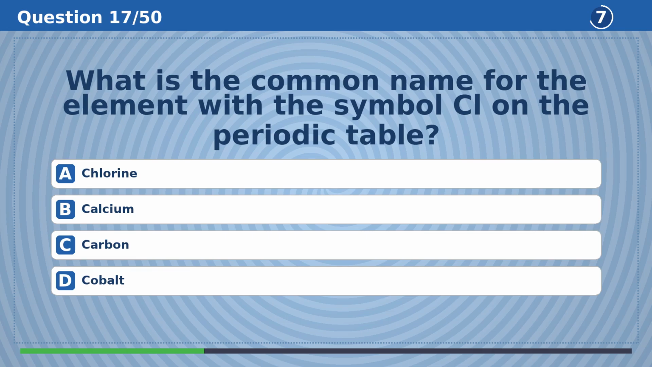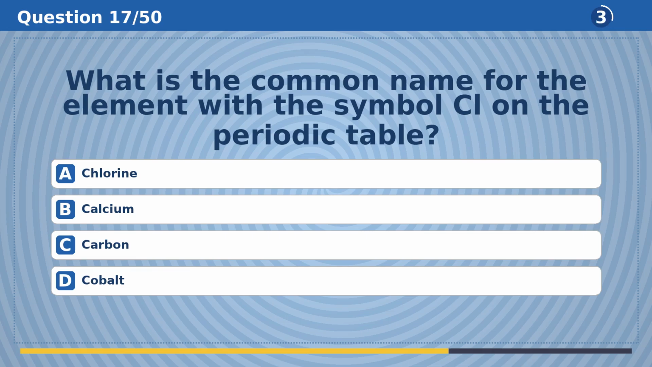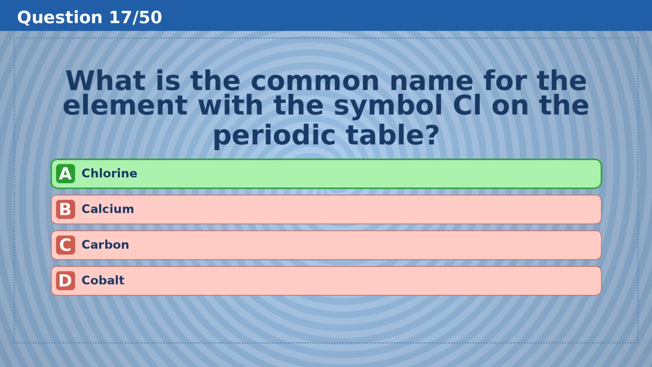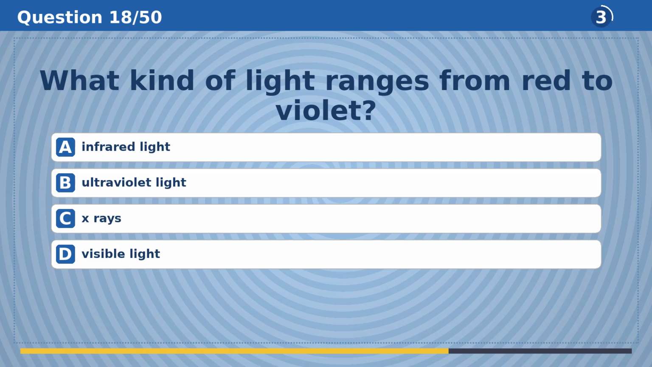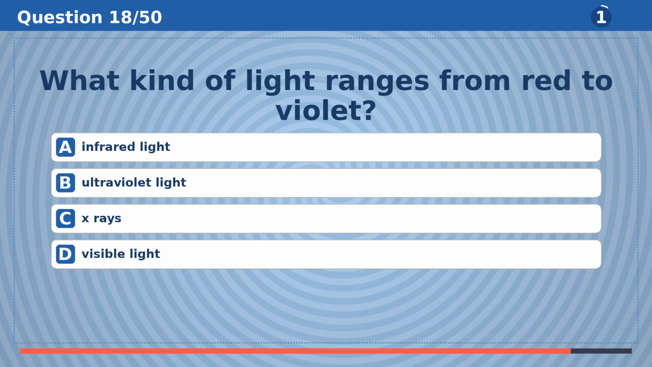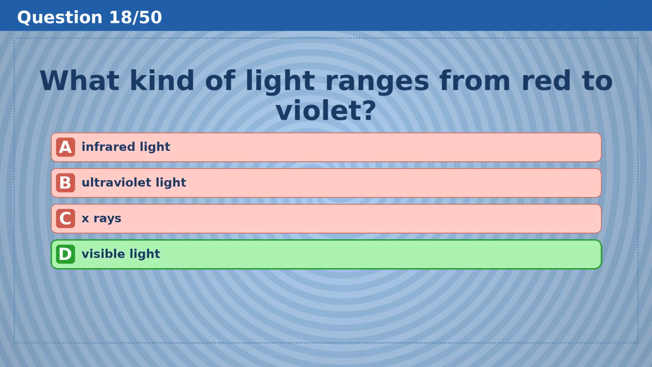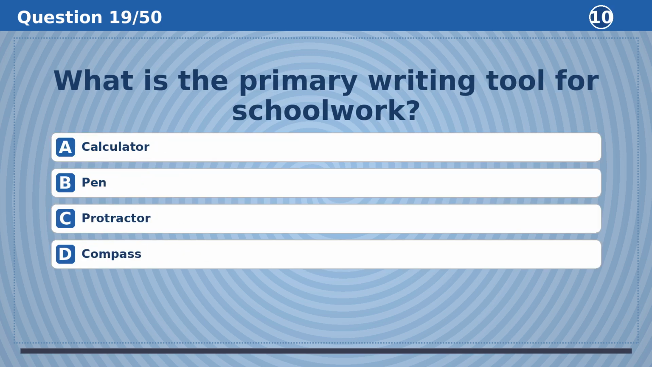What is the common name for the element with the symbol Cl on the periodic table? The answer is A. Chlorine. What kind of light ranges from red to violet? The answer is D. Visible light.